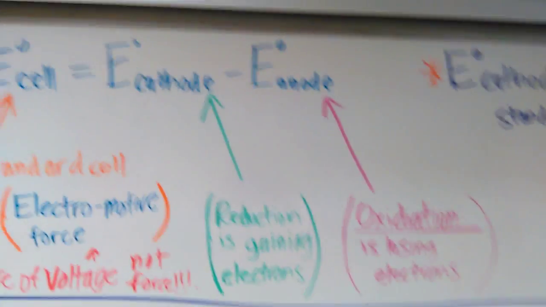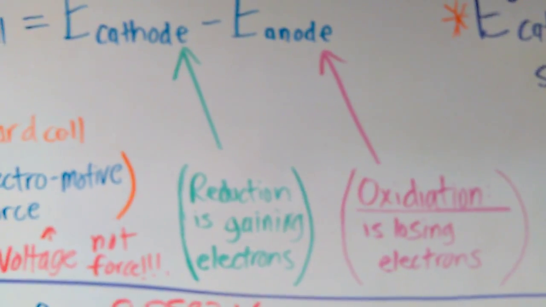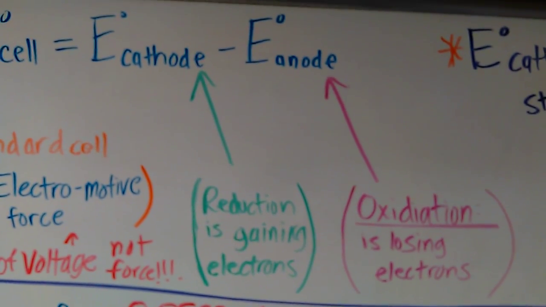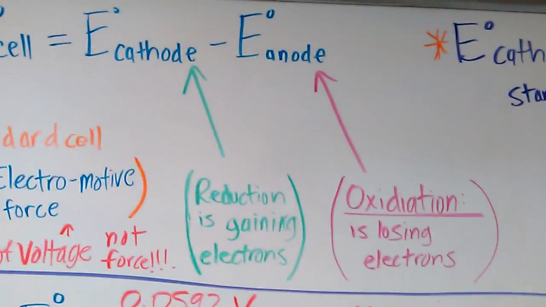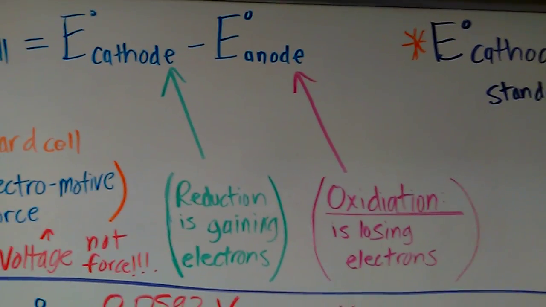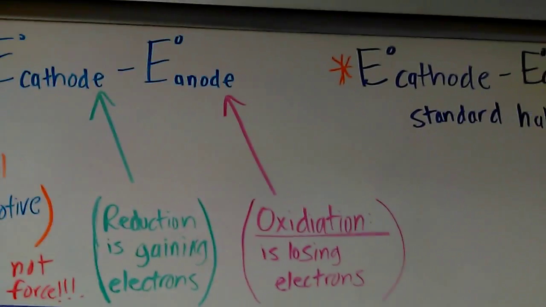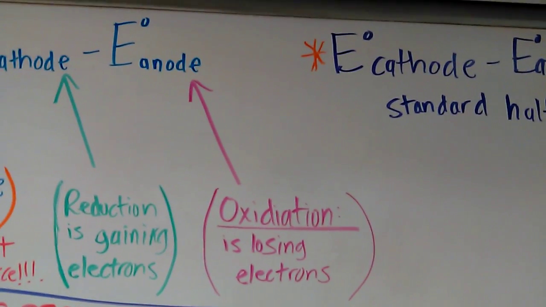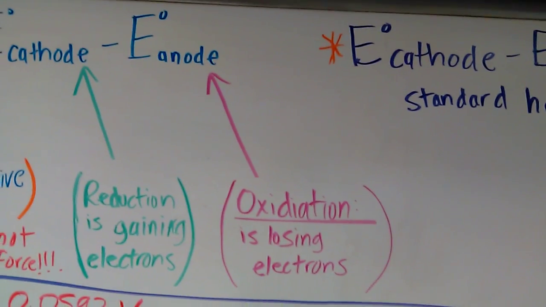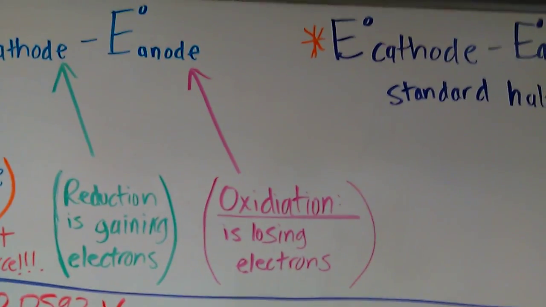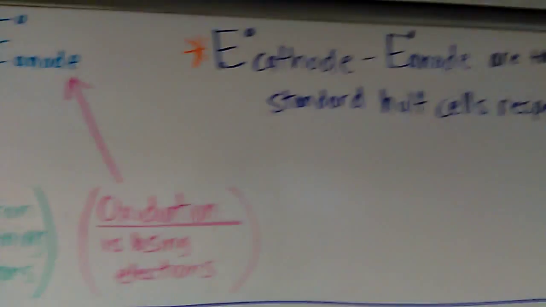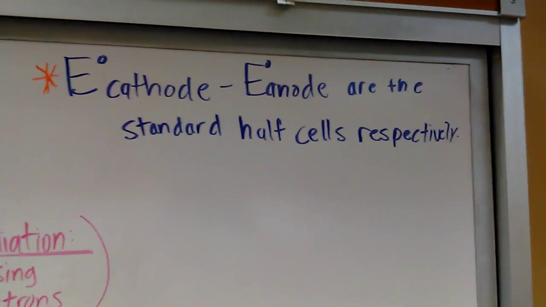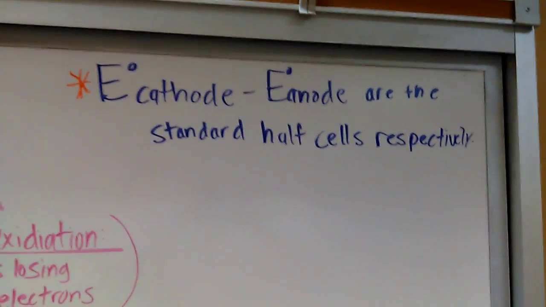Your cathode is a reduction, which is gaining electrons. So in your cathode, just remember consonant is C, and R is also a consonant, so you can remember reduction and the gaining of electrons. Now your E anode is your negative, so your oxidation is losing electrons. You can remember that also because of your vowels: A is a vowel, O is a vowel, anode, oxidation. All right. And also keep in mind that the E cathode and the E anode are the standard half cells respectively, so they're just half cells.